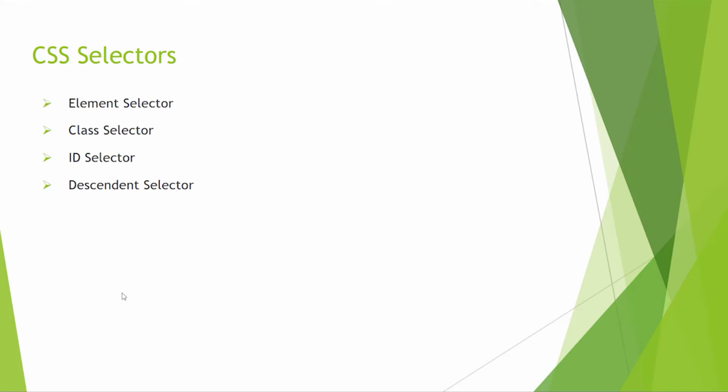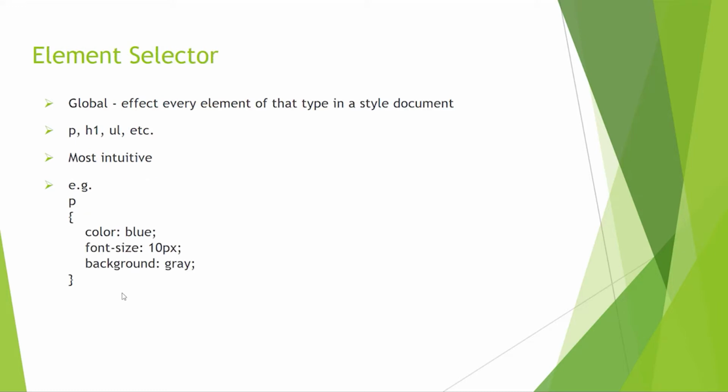Let's talk a little bit about the CSS selectors that are available. There are 4 selectors: the element selector, the class, the ID, and the descendant selector. We're going to talk about all of them in detail, starting with the elements. Element selectors are global. They affect every element of that type in a style document. Some examples of these are the paragraph, the header tags, the unordered list, etc., ordered lists, anchor tags, all the tags that we are familiar with from writing HTML.